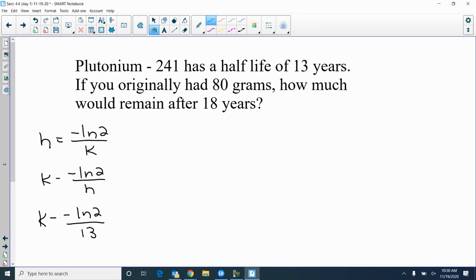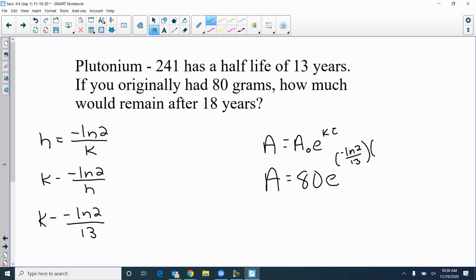Now go back to your original formula. A equals A sub 0 e to the KT. Now we want to know, if you originally had 80 grams, how much would remain after 18 years? So you would have 80 e to the K, which is negative natural log of 2 over 13, times T, which is 18 years. I think nearest tenth is sufficient. Go ahead and see what you get for that.